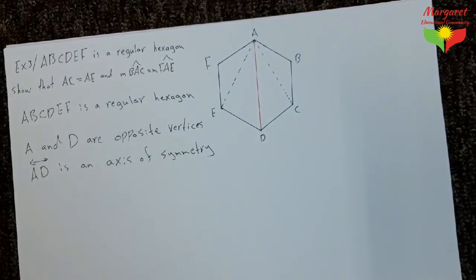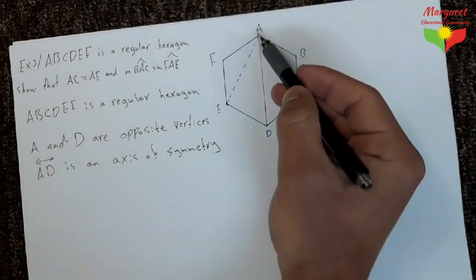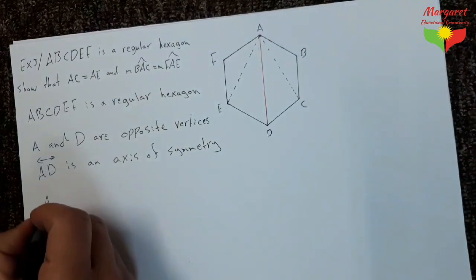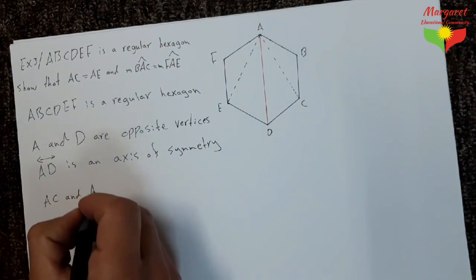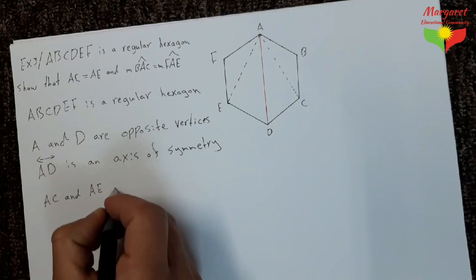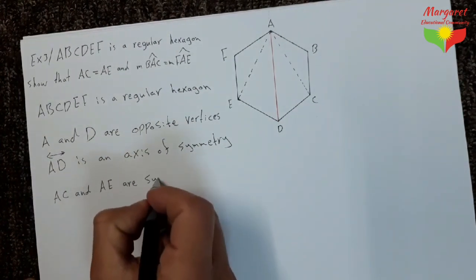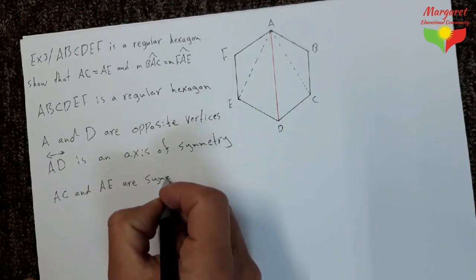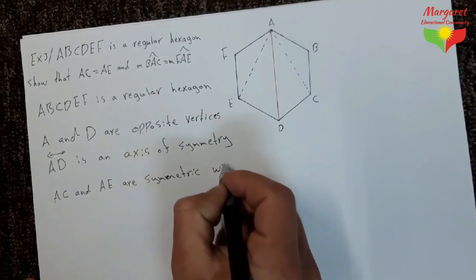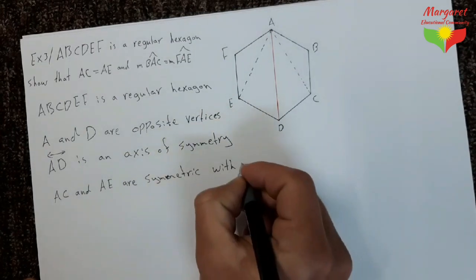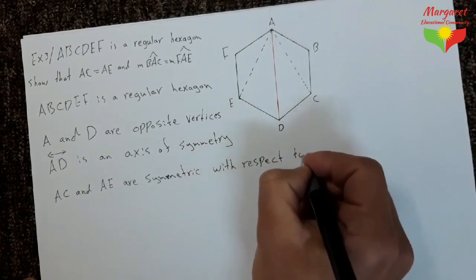And now AC and AE are symmetric with respect to AD.